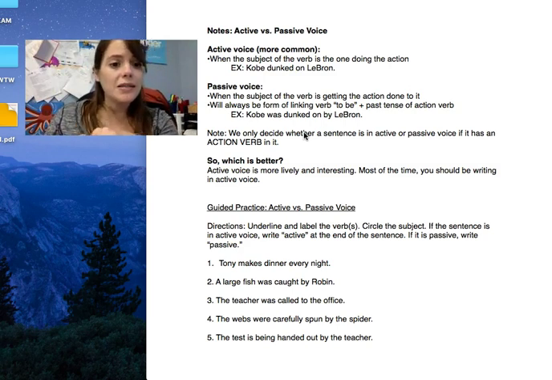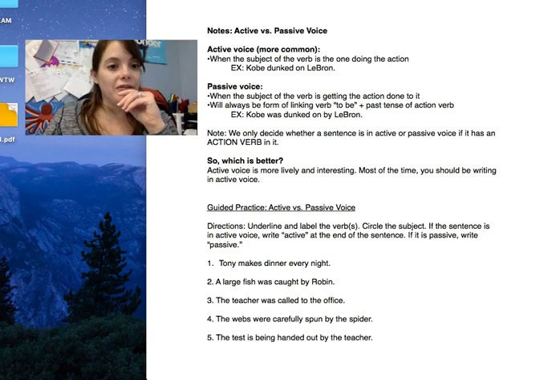All right, so let's look at some practice. We're going to label our verbs. We're going to underline our verbs and circle our subjects. If the sentence is in active voice, we're going to write active at the end of the sentence. If it is passive, we're going to write passive. So let's look at a couple together.